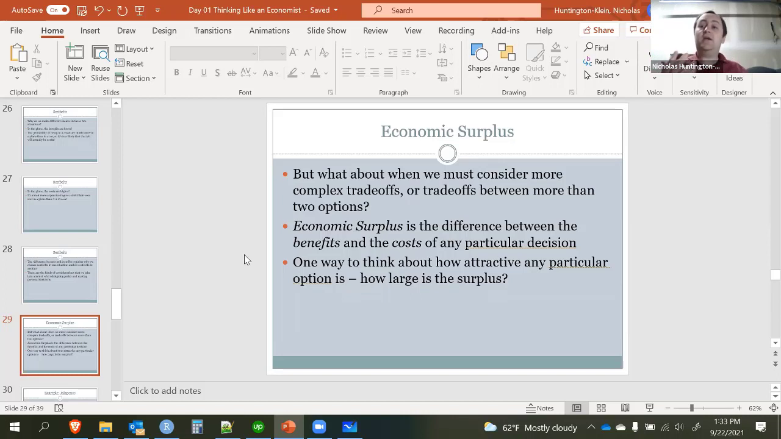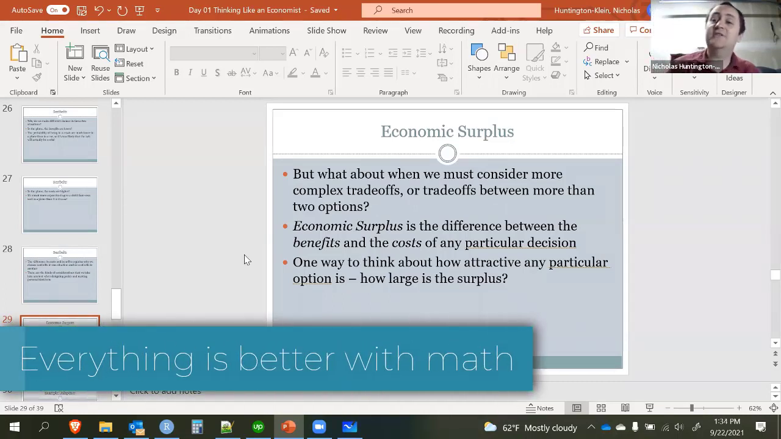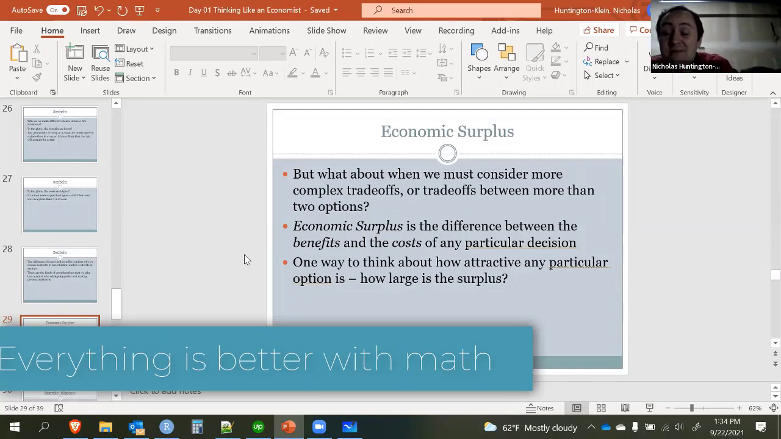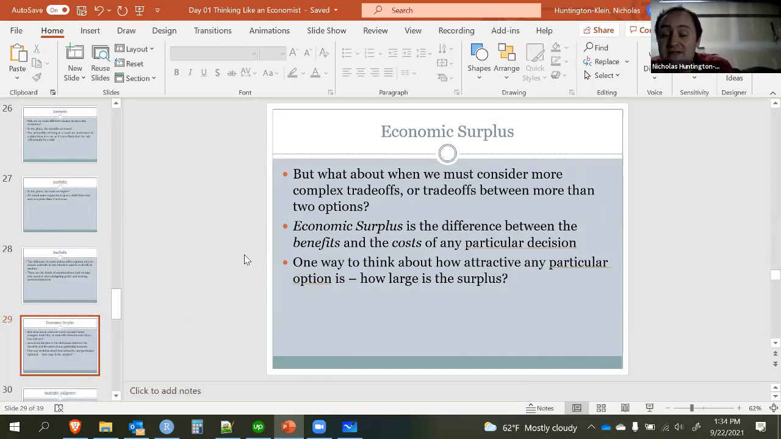So we're going to use something called economic surplus. Economic surplus is the difference between benefits and costs in any particular decision that we need to incorporate when we're trying to follow the cost benefit principle, right? When you're asking yourself, hey, are the benefits greater than the costs? You can also ask yourself, how big is the economic surplus, right?